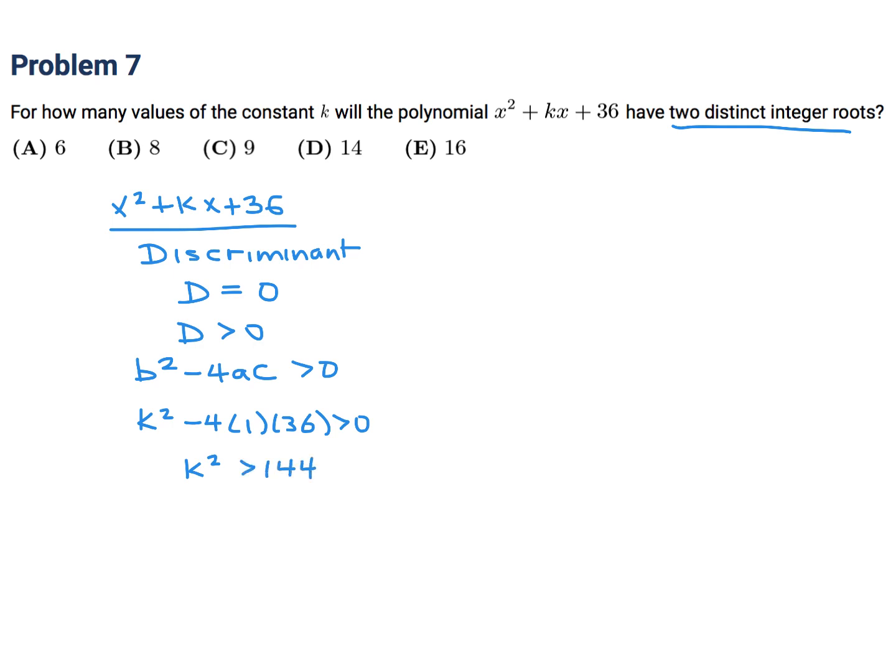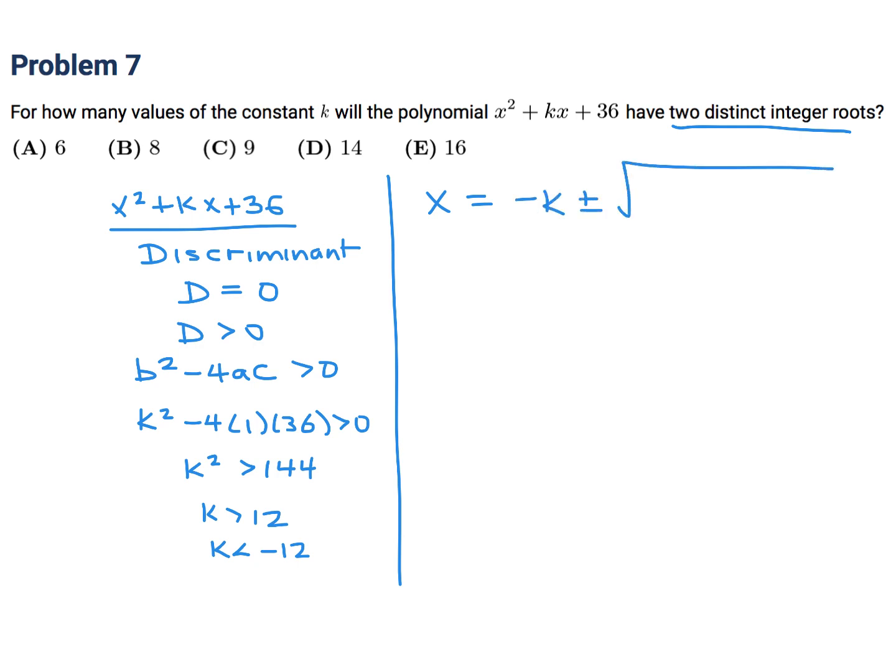So that means that k is either greater than 12 or k is less than negative 12. Okay, great. That's the first part. It doesn't really give us the values of k, but it at least gives us a range, which is a very big range. So let's go back and figure this out with the quadratic formula.